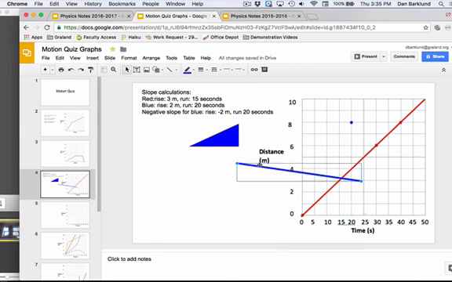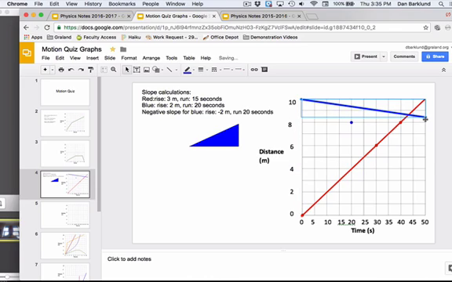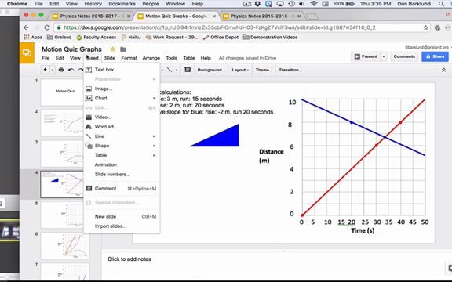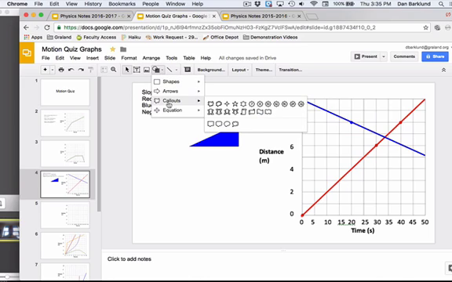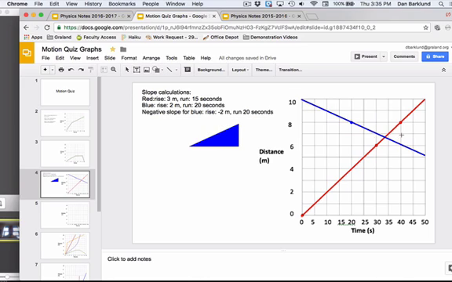Now the idea is that you want to redraw your blue line with that negative slope. There we go. Down 2 meters over 20 seconds. Down 2 meters over 20 seconds. What that tells us is that the collision should happen right there.